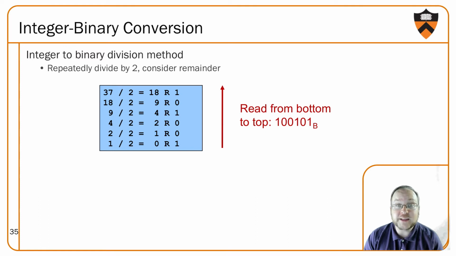Another way is to repeatedly divide and then read the remainders bottom to top. No surprise these are equivalent, as division is repeated subtraction, but keep this in mind because this applies a little bit nicer or easier for other bases.